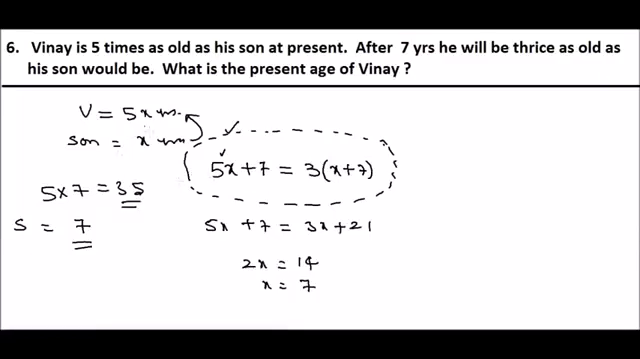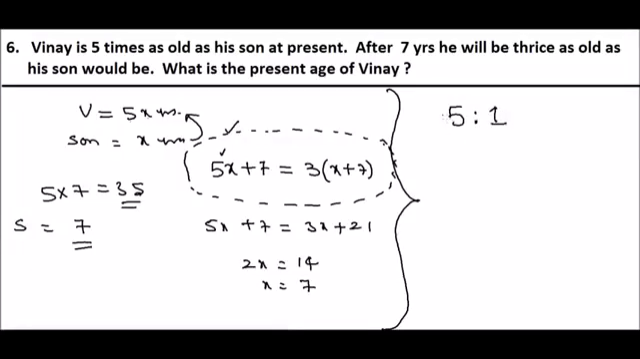Very clearly, father's age, Vinay's age is 5x. After 7 years, 5x plus 7 will be 3 times his son's age after 7 years, x plus 7. X is equal to 7. I found out Vinay's age as well as his son's age. The same thing can be done with the shortcut we have been following. At present, Vinay is 5 times as old as his son. What does it mean? Vinay's and his son's ages are in the ratio of 5:1.